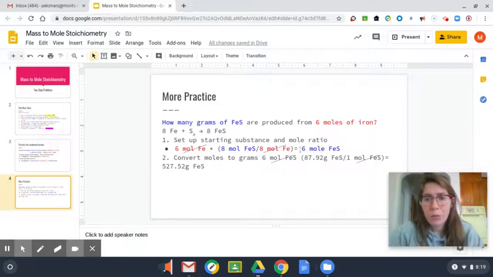So I am left with 6 moles of iron sulfide, but the problem wants iron sulfide in grams. So I'm going to have to convert from moles to grams. I start with my 6 moles of iron sulfide. I look up the molar mass because I've got the beauty of the internet right here if I don't have a periodic table right next to me. It comes out to 87.92 grams per every mole of iron sulfide. So I have to multiply 6 times 87.92 over 1, and that's going to give me 527.52 grams of iron sulfide.